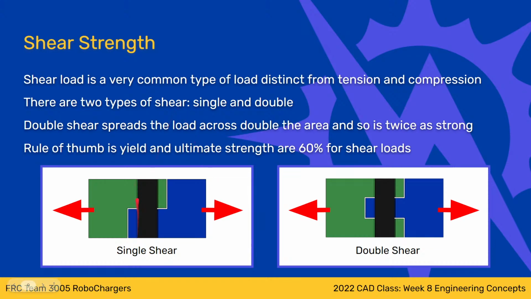So let's say this black pin here is the part that I'm interested in. I've got this blue part that has a hole in it. This is a cross section, by the way.